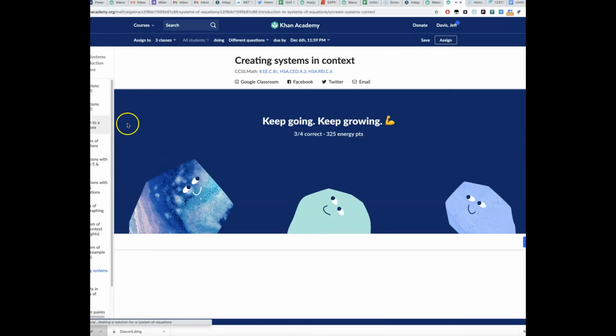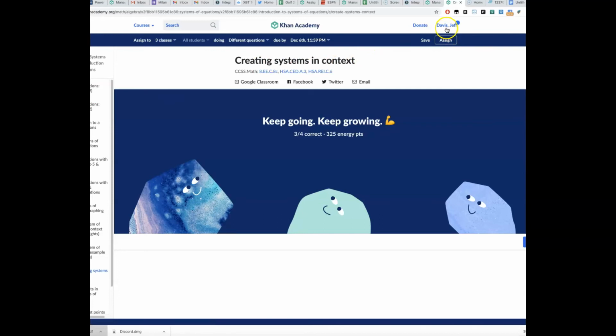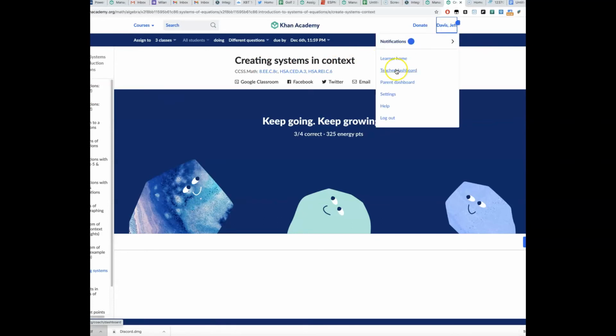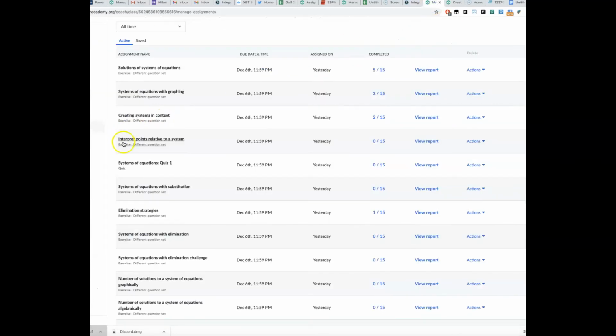So those can get kind of tricky, and I'm not even sure I'm showing you all the options or talking through them the best. You've got to battle with them, but I'm trying to give you a head start here. All right, so let's go to interpret points relative to a system.